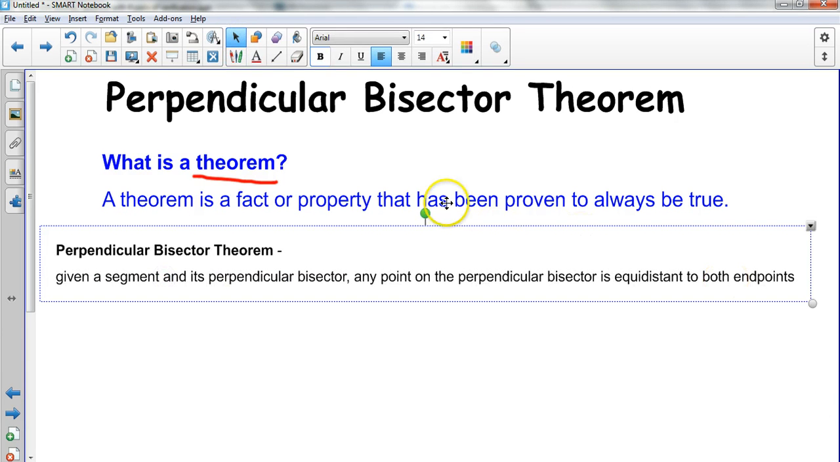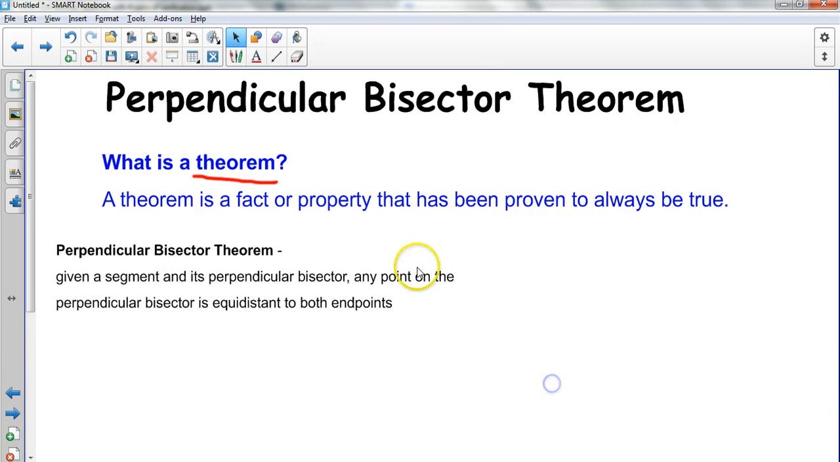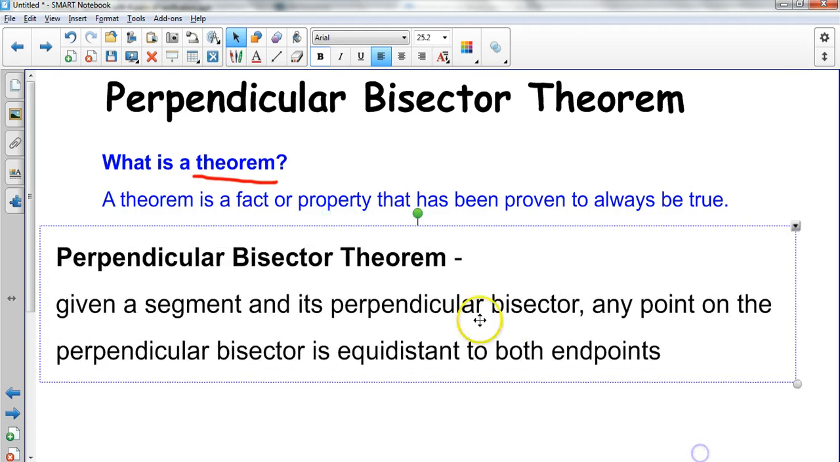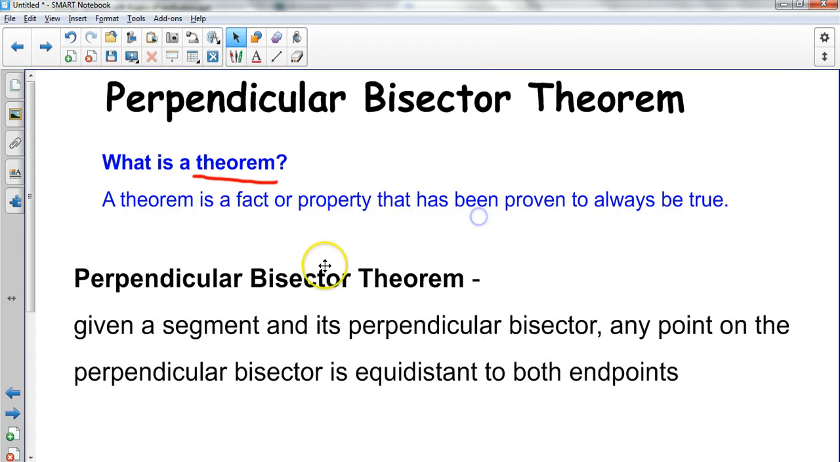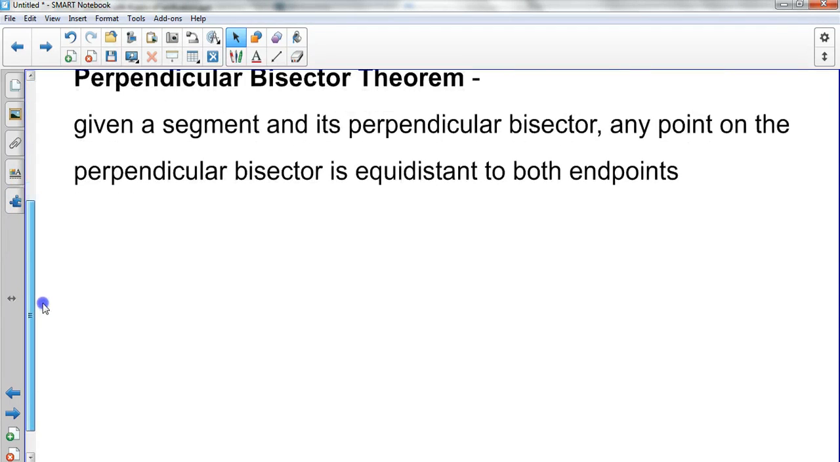The perpendicular bisector theorem, I'll make this a little bigger for you. I don't know if you can see it in the video. The perpendicular bisector theorem says, given a segment and its perpendicular bisector, any point on the perpendicular bisector is equidistant to the endpoints. Okay, let's illustrate this perpendicular bisector theorem here. So what it says is, given a segment and its perpendicular bisector.